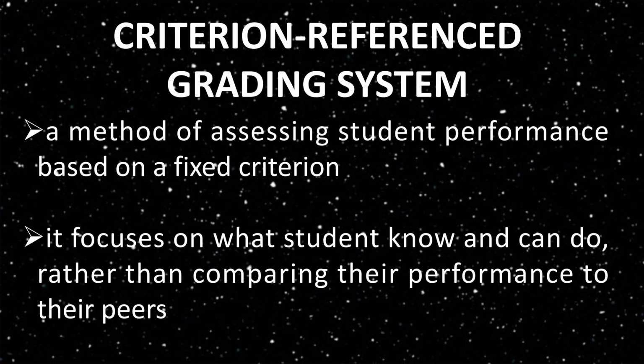His or her performance is interpreted by describing what the student can do and cannot do with respect to the criteria. In other words, it's you versus criteria, your score versus criteria. The achievement of the individual is compared to the criteria, not to their classmates or peers. This grading system is used to determine the learner's mastery of knowledge and skills.